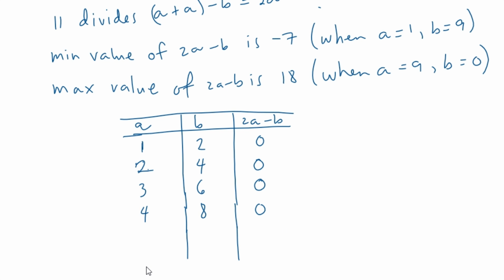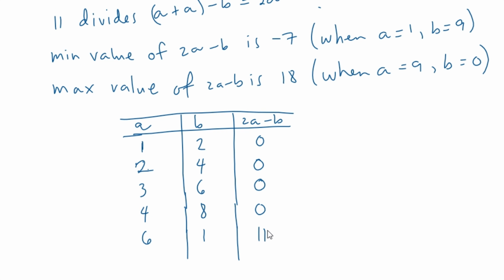Now, can we have A equals 5? If we have A equals 5, 2A is 10. If 2A is 10, the maximum value of B that we can have is 9. 10 minus 9, that's 1. 1 is not divisible by 11. Now, can we have 6? If A equals 6, then we can have B equals 1. Because 2A will be 12 minus 1, that's 11.